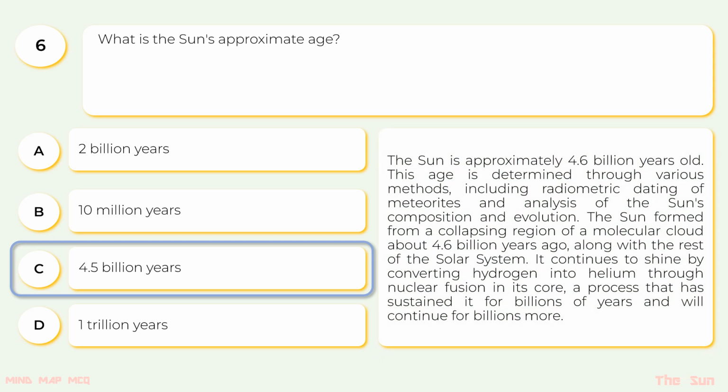This age is determined through various methods, including radiometric dating of meteorites, and analysis of the sun's composition and evolution. The sun formed from a collapsing region of a molecular cloud about 4.6 billion years ago, along with the rest of the solar system. It continues to shine by converting hydrogen into helium through nuclear fusion in its core, a process that has sustained it for billions of years and will continue for billions more.